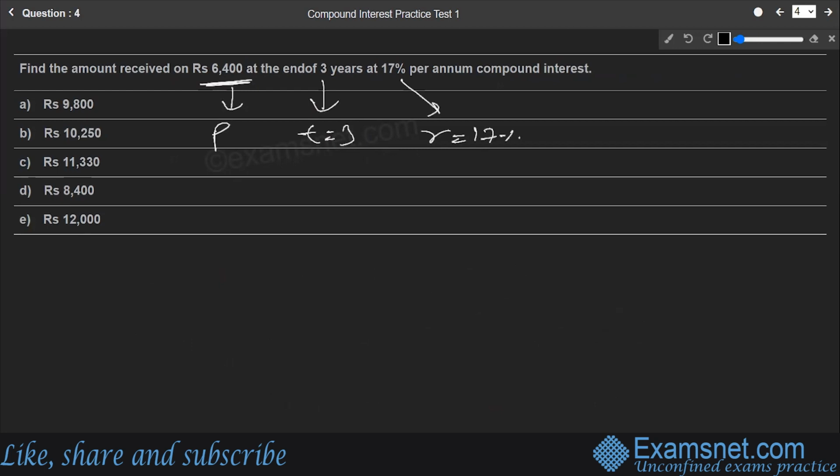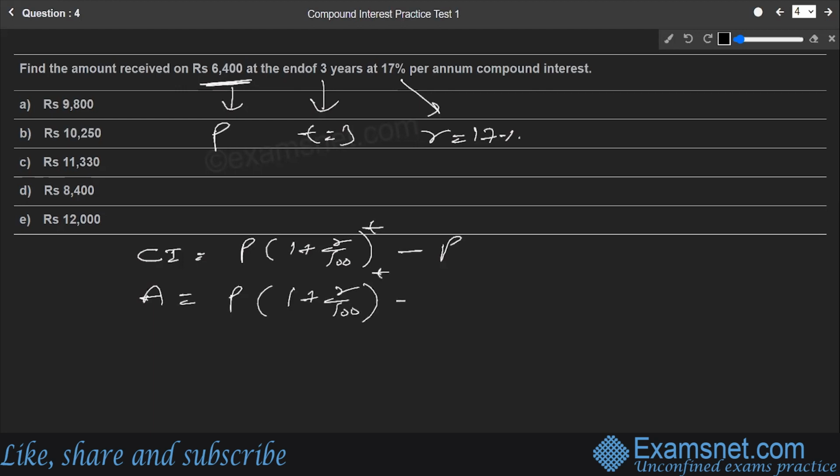So we have a simple formula for compound interest. Compound interest can be found out by principal times 1 plus r over 100 to the power t, minus principal. This is how we calculate compound interest. Or we can do one more thing. We can find out the amount first. That is calculated by p into 1 plus r by 100 to the power t. And this will be the amount. And when we calculate the amount, then compound interest can be calculated by amount minus principal.